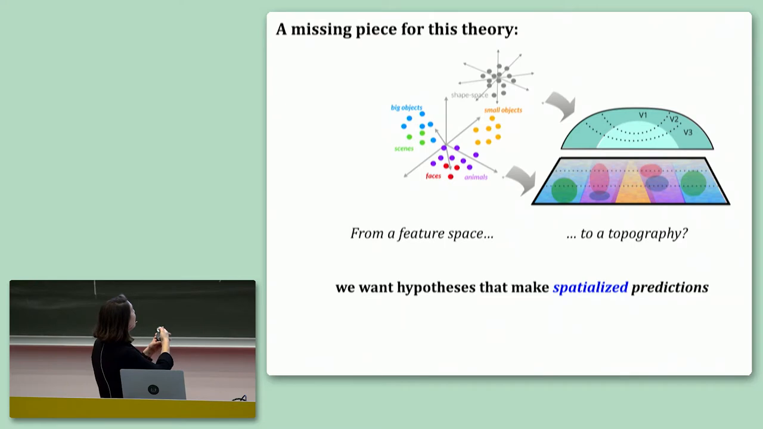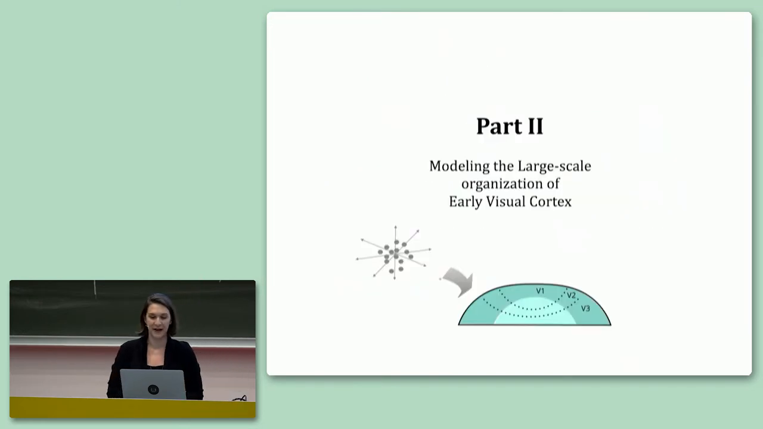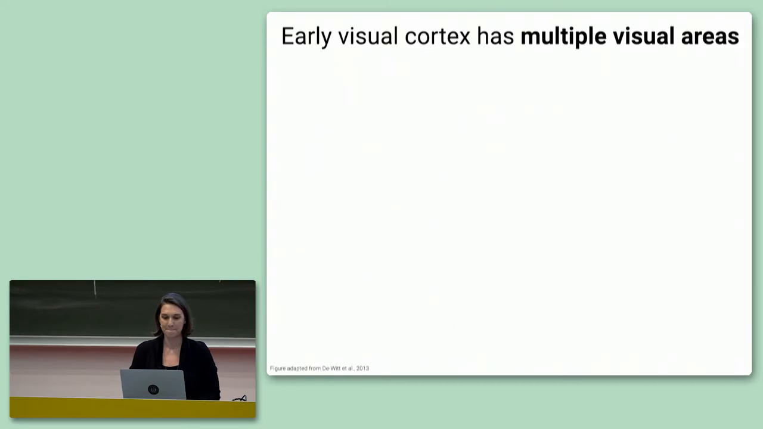We don't exactly know what this feature space is, and we're still working out the details of this topography, so rather than start there, in the next part I'm going to tell you about how we started with an easier problem, which is to try and understand the large-scale organization of V1, V2, V3, which we have a very clear understanding of how things are mapped, and we have certainly a much more clear understanding of the tuning. All right. So. Part two, modeling the large-scale organization of early visual cortex.